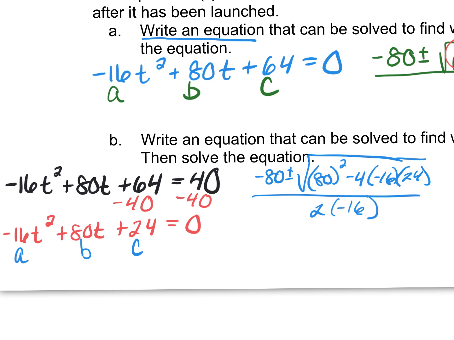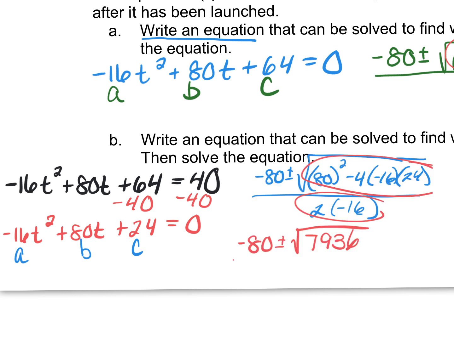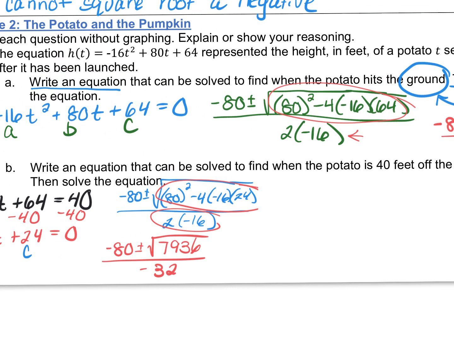So like always, I like to simplify my radicand and my denominator at once. So I have negative 80 plus or minus the square root of, let's see, that's going to be 7,936 all over negative 32. Okay, so, well, look at this. So much more room. Way to go, Mrs. Lewis. Okay, so now I'm going to go in 2 different directions, right?